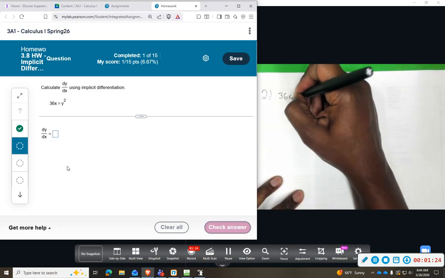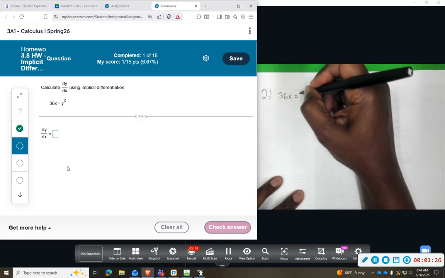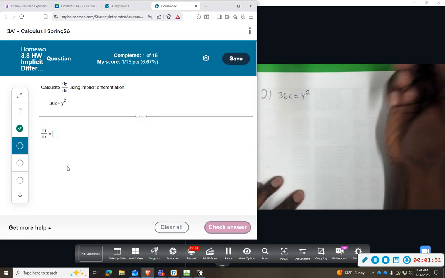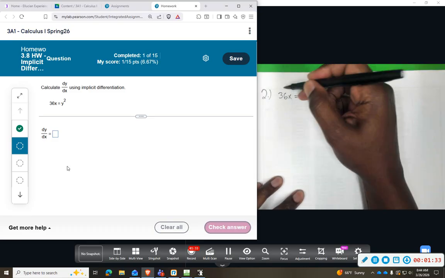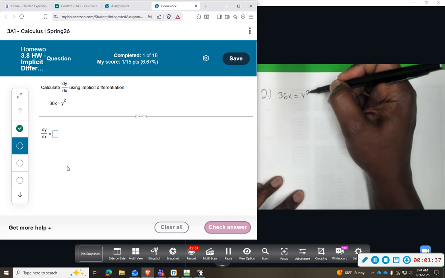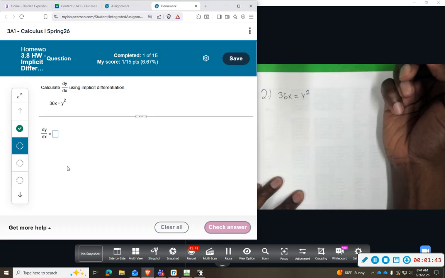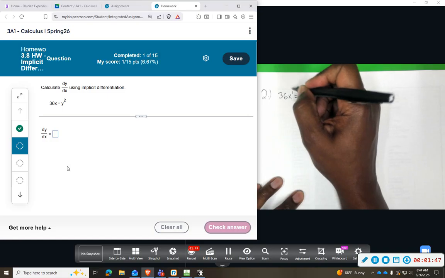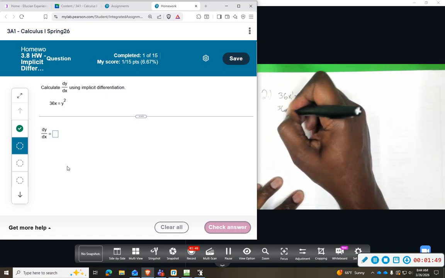36x equals y squared. Now we are taking the derivative with respect to x. So when I take the derivative of the variable x, I just take the derivative as normal. Whenever I take the derivative of y, I have to also treat it like chain rule, and I'll have a dy dx. So when we do the derivative, power rule, 1 times 36 will give us 36.